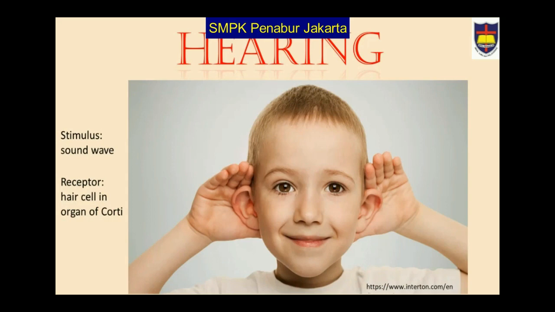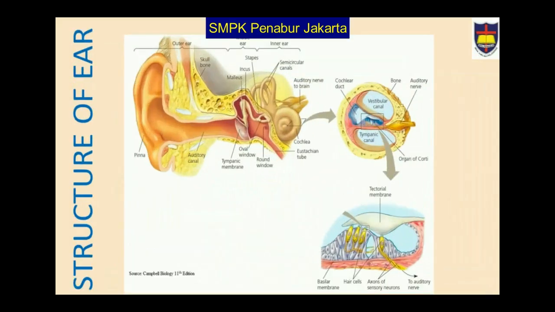Let's see the structure of the ear. Ear is divided into 3 parts: outer ear, middle ear, and inner ear. Ear consists of pinna that collects the sound waves. Auditory or ear canal is a channel of sound waves to the tympanic membrane or eardrum. Tympanic membrane is a thin tissue between outer and middle ear.